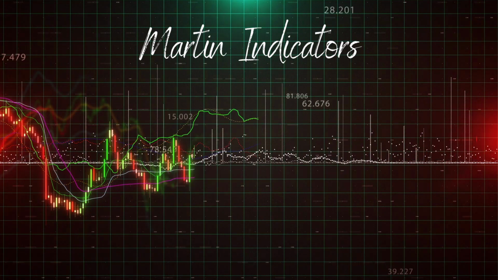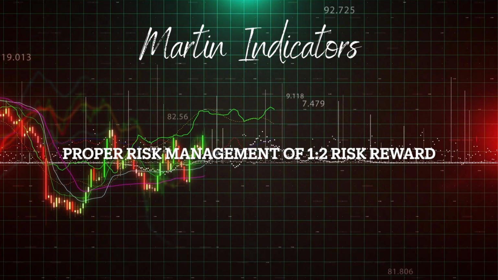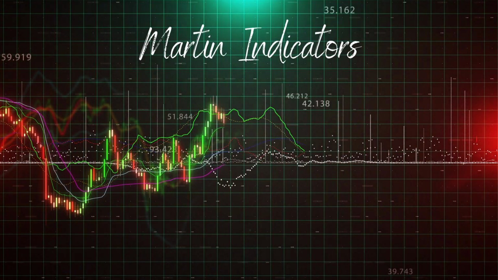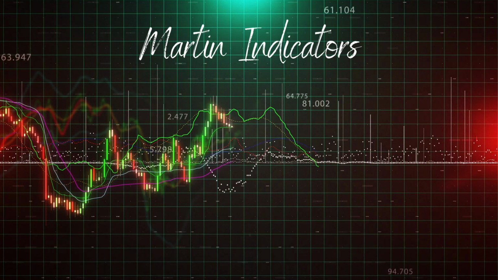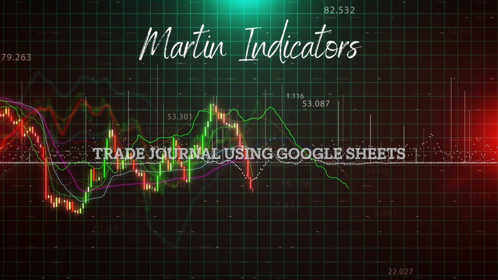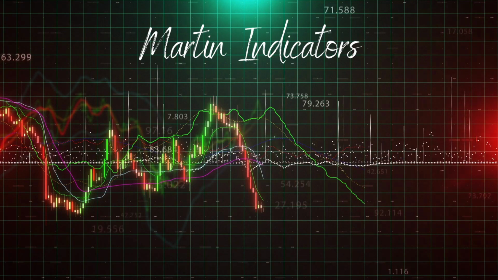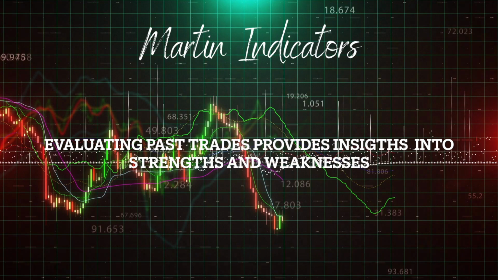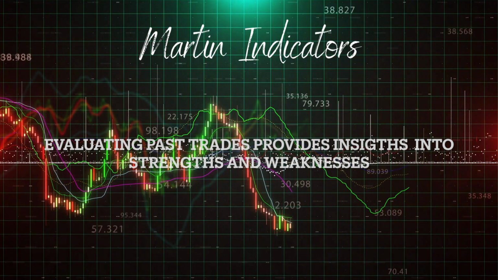We have implemented proper risk management in the Martin strategy, as establishing risk-reward ratios and position sizing techniques helps manage the risk effectively. We have also implemented trade monitoring and evaluation to keep records of the trades in Google Sheets, which will be shown in a separate video on how to maintain a journal, as evaluating past trades can provide insights into strengths and weaknesses, allowing for continuous improvement.